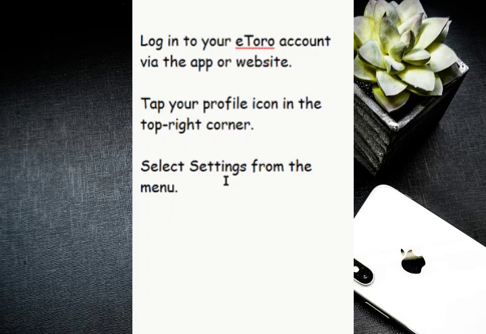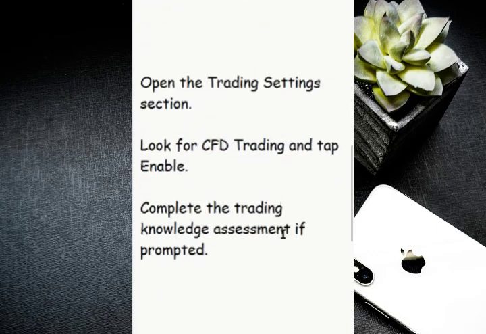Then from there, tap your profile icon in the top right corner and select settings from the menu. And after that, you have to open the trading settings section, then look for CFD trading and tap enable.